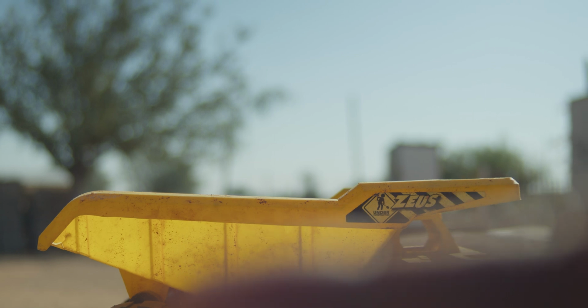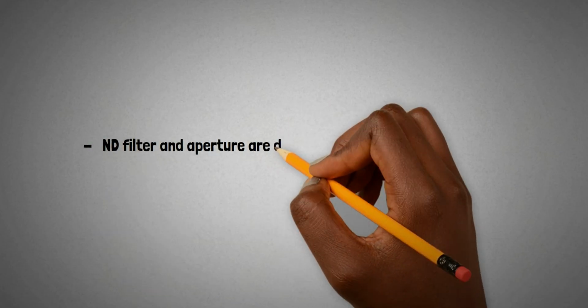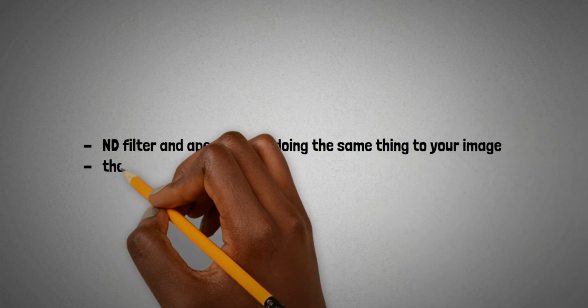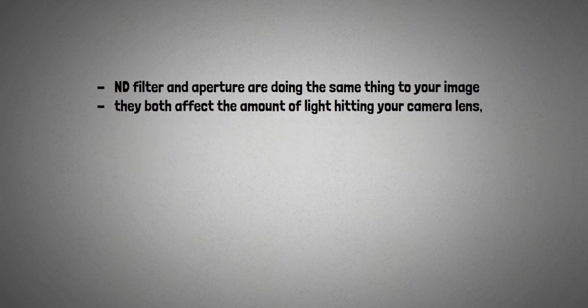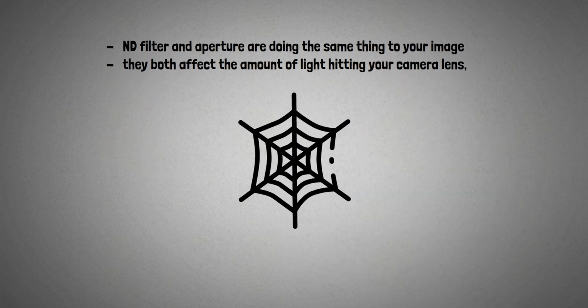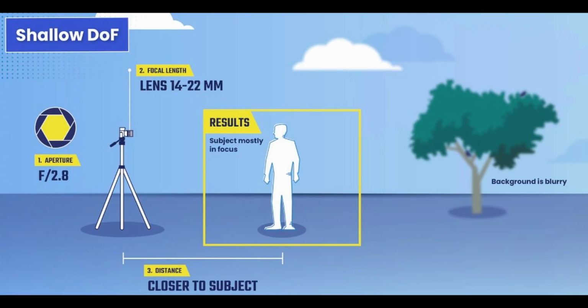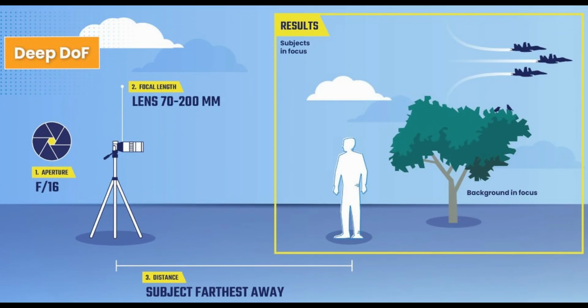So do you see what an ND filter can do for you? ND filters and aperture are doing the same thing to your image. They are both affecting the amount of light hitting your camera lens, but there is a catch. Aperture will do so at the expense of depth of field. You should use aperture for the focus you are trying to achieve. This is either shallow focus or deep focus. And use ND filter for the amount of light permitted to hit your camera sensor.